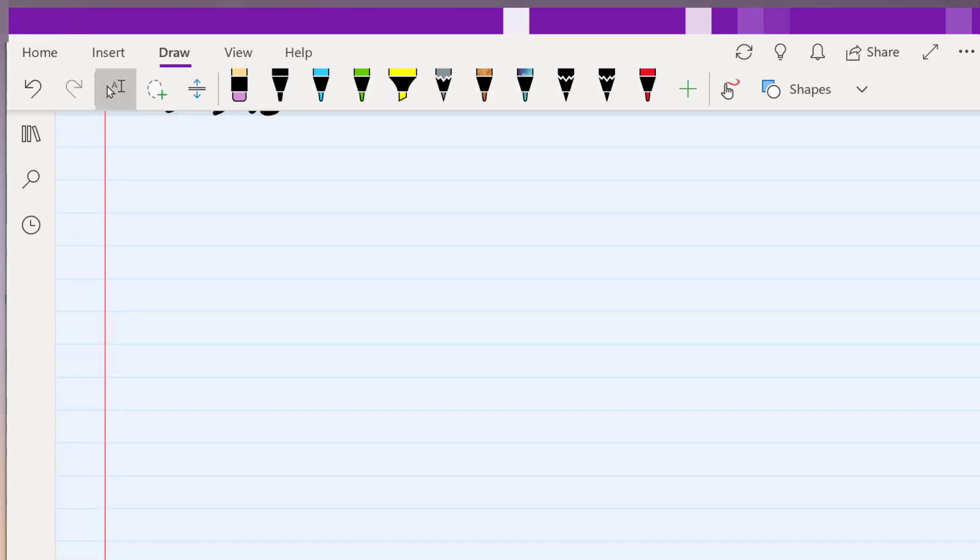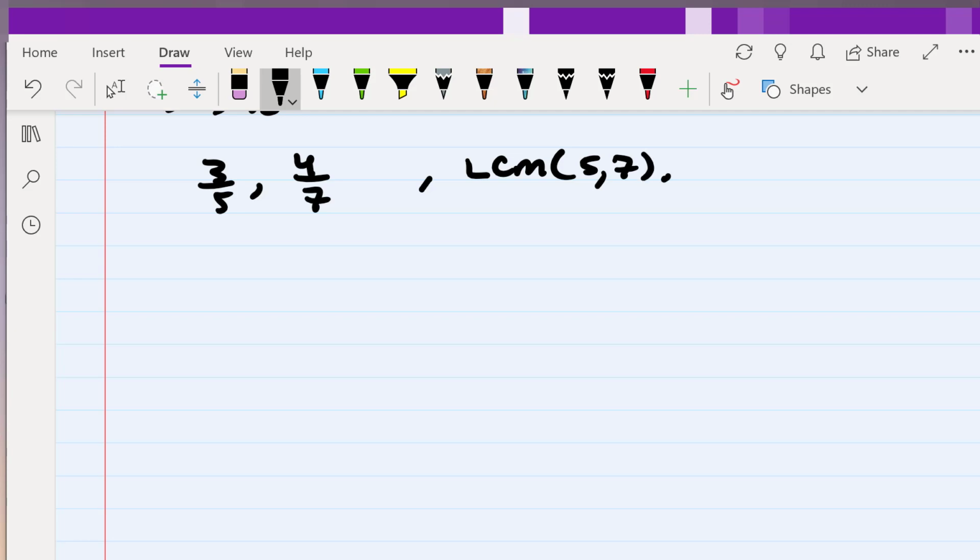To finish off, let's look at another example. Suppose I had 3/5 and 4 over 7. Again, we need the lowest common multiple of the denominators, which is 5 and 7. So one way of getting the lowest common multiple is taking the bigger number and finding the multiples of that number. So 7, 14, 21, 28, and 35. And stopping when we find which number both numbers go into.